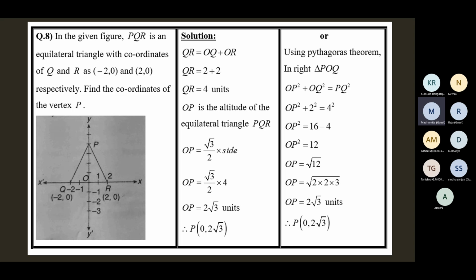Ma'am, the coordinates of point P are given to be 0 and 2 root 3, ma'am. But there are 4 divisions showing symbolizing 4 units, ma'am. Yeah, thank you, children. So is this understood? Any question here? No, ma'am. All right.